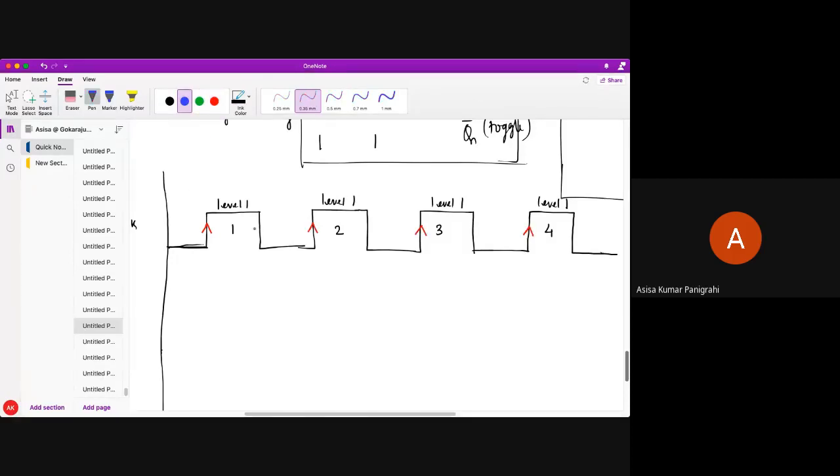Okay, and this is my negative edges. Do you all understand? So this is my positive edge, this is my positive edge, this is my positive edge, this is my positive edge. Okay, and this is my negative edge, this is my negative edge, this is my negative edge, this is my negative edge. Any doubt on this clock pulse? If there is no doubt, we'll go to the next.